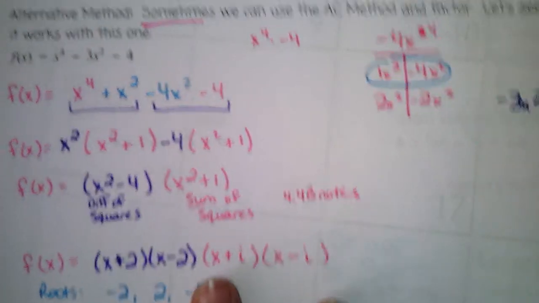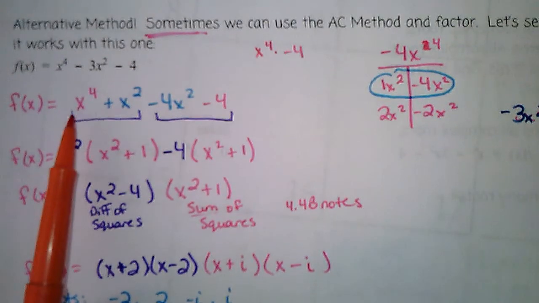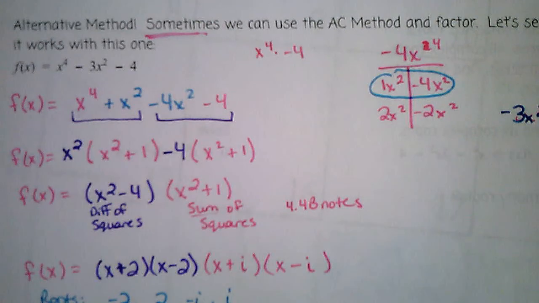It only works to factor if the problem does factor, and they don't all factor. So if you see something that is x to the fourth or x squared, you might check it out and see if it factors. But if it doesn't factor, you have to do the whole list test rewrite thing.